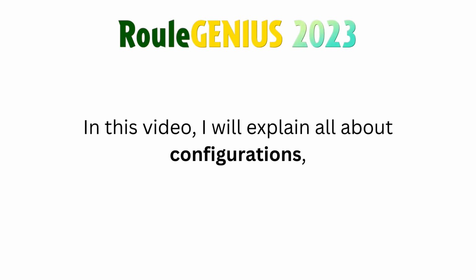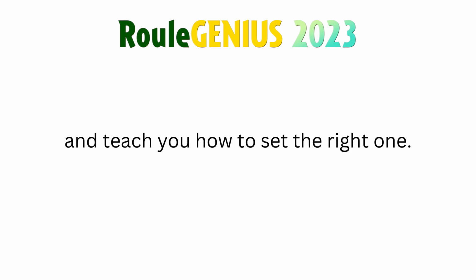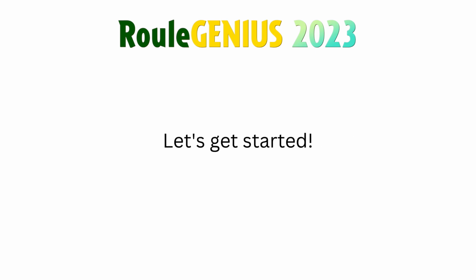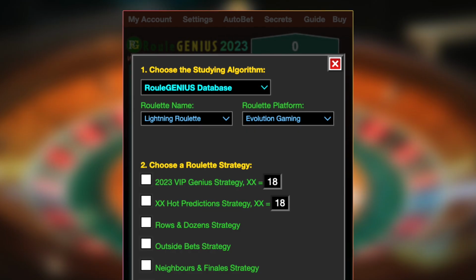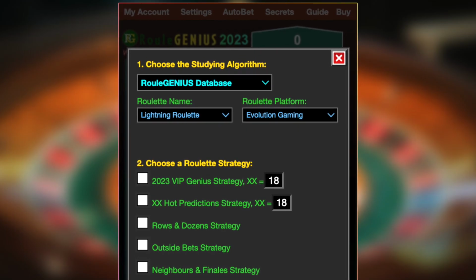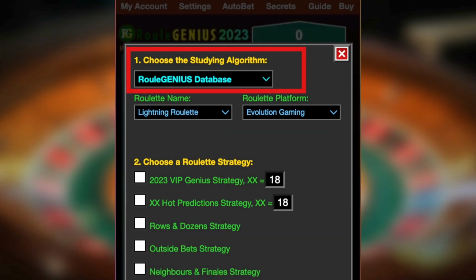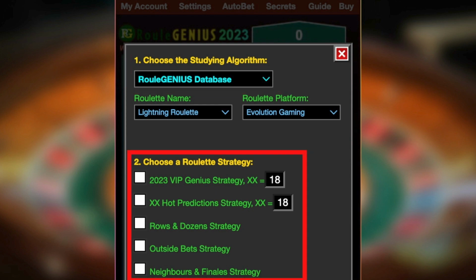In this video, I will explain all about configurations and teach you how to set the right one. Let's get started. We will be going over configuration structure, then what is a database, what is a strategy, and then I will tell you about the different strategies that are available within the RouleGENIUS app. The configuration structure. The predictions of RouleGENIUS is based on two important pillars, a database and a strategy.